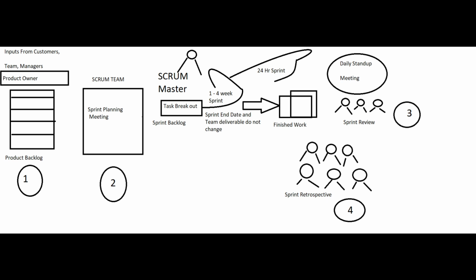During this retrospective meeting we are going to mainly discuss what went well during our sprint, what went wrong during our sprint, what we can do differently, and if there are any obstacles or impediments, how we can overcome them for the next sprint. So these are all the topics about the Scrum framework. That's all for now.